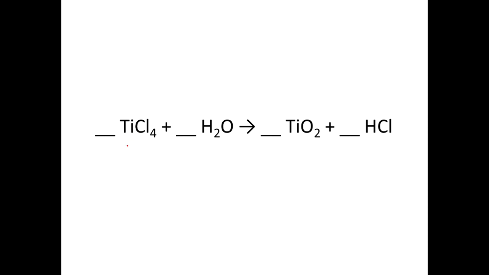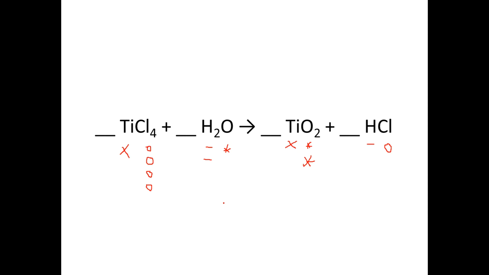So first what I want to do is I just want to go ahead and count my atoms. So I have 1 titanium, 4 chlorines, 2 hydrogens, and 1 oxygen. Okay, now I'm gonna look on this side, 1 titanium, 2 oxygens, 1 hydrogen, and 1 chlorine. So it looks like I've got some work to do with balancing this.